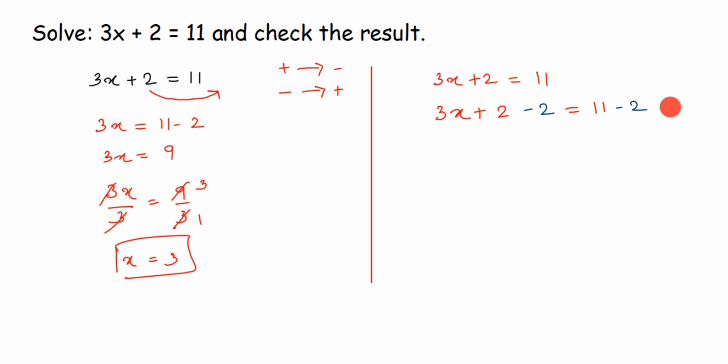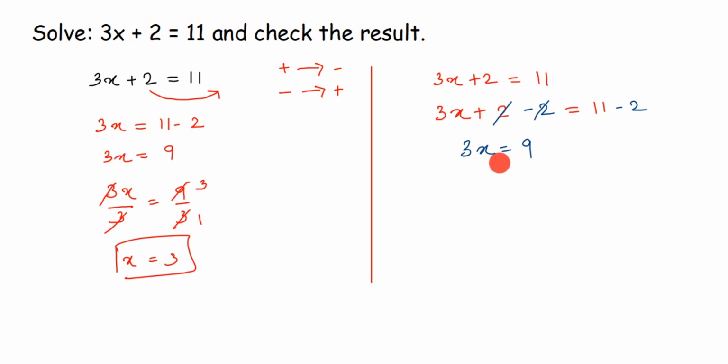The only way is to subtract 2, because 2 minus 2 is 0. I cannot just introduce minus 2 like that. If I introduce it on the left side, I do it on the right side. So on both sides I'm subtracting 2. So what I'm left with is 3x equals, the 2 minus 2 becomes 0 or they cancel out, and on the right side 11 minus 2 is 9. You can see that I got the same step.